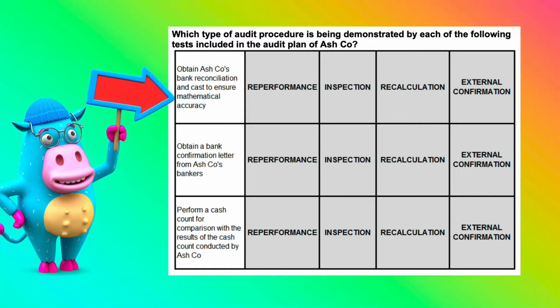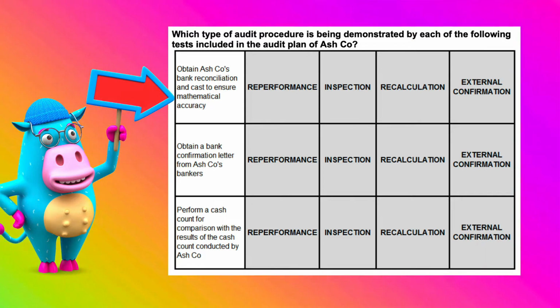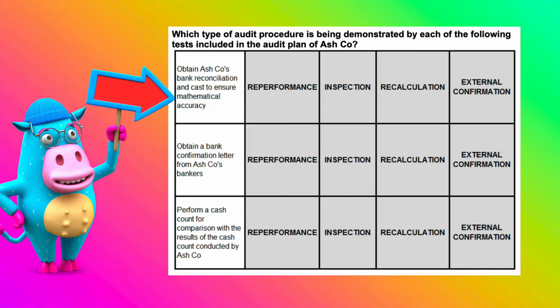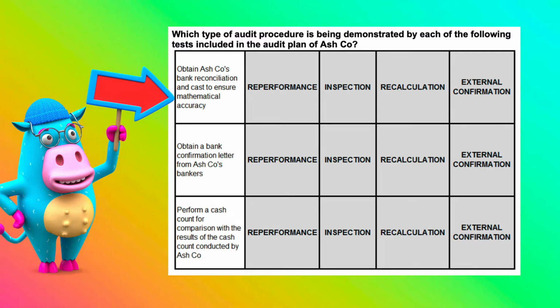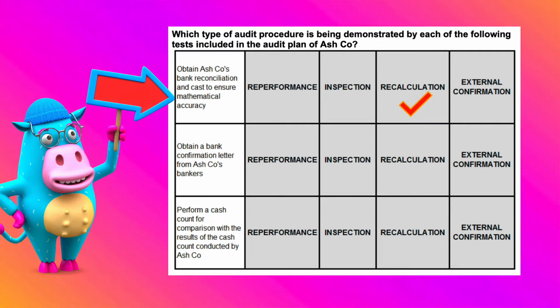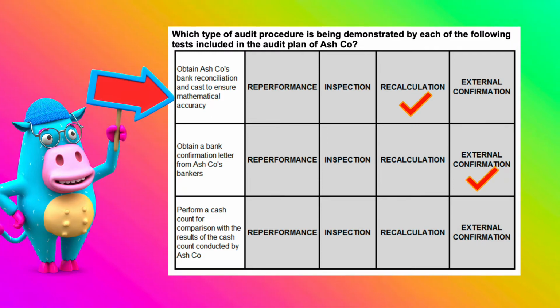Obtain the client's bank reconciliation and cast it to ensure mathematical accuracy. All that means is that casting a bank reconciliation is adding up a bank reconciliation. Obviously, out of those four, what sort of procedure is that? You're just recalculating something. On to the next one, getting a bank confirmation letter from the bankers, from outside the audit company, from outside the client. So that's got to be external confirmation.